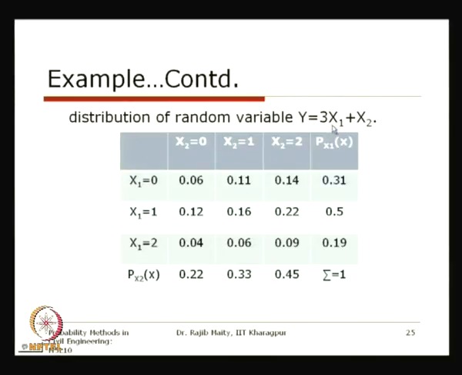So, if x1 is 0 and x2 is 0, then y will also be 0, and the maximum value of y will be obtained when x1 and x2 are both maximum, that is x1 equals 2 and x2 equals 2. That means y will be 3 into 2 plus 2, so 8. So, y can take a value from 0, 1, 2, 3 up to 8. So, these 9 discrete values can be taken by y, and what we are interested to know is the probability distribution, that is the PMF for y.